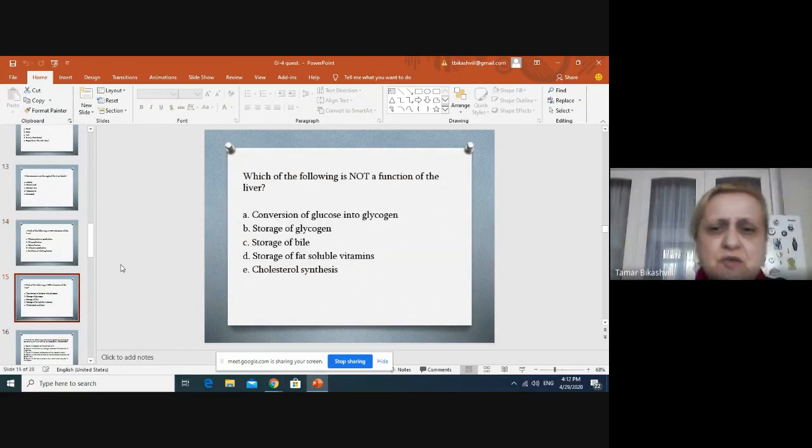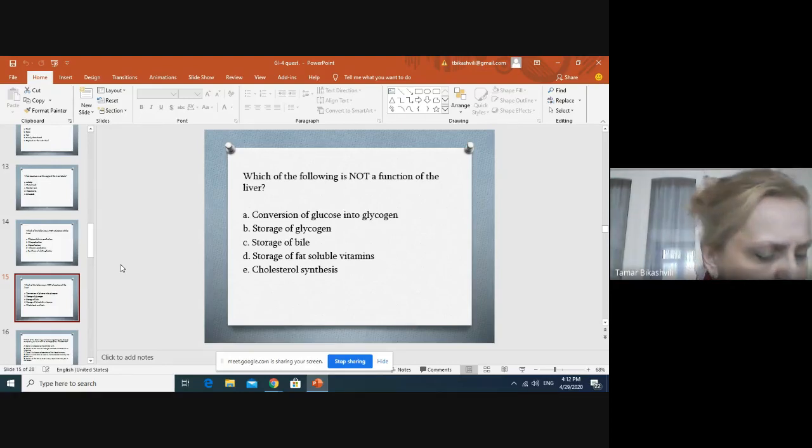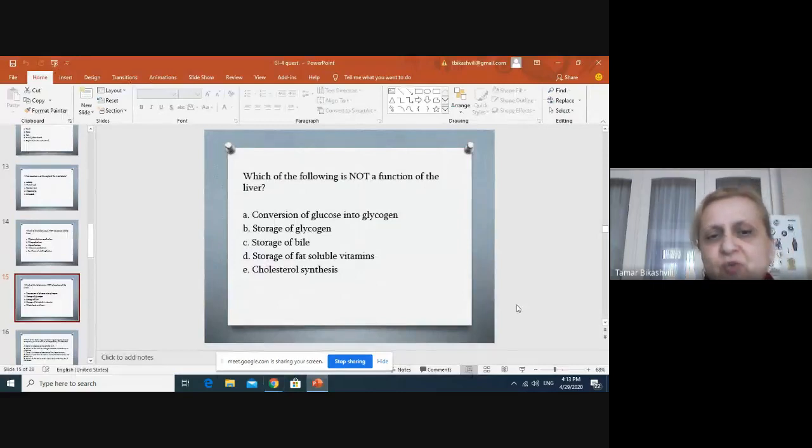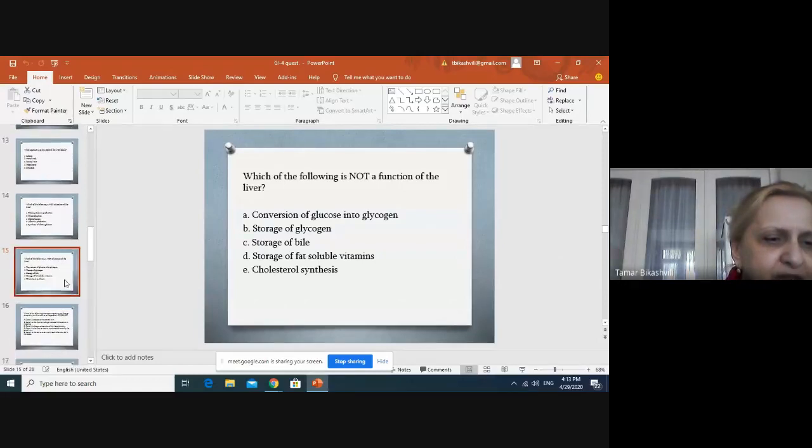The next, which of the following is not a function of the liver? Again, this same question. Conversion of glucose into glycogen, storage of glycogen, storage of bile, storage of fat-soluble vitamins, cholesterol synthesis: which is not a function of the liver? C. Yes, C. Storage of bile is not a function of the liver, it's a function of the gallbladder.